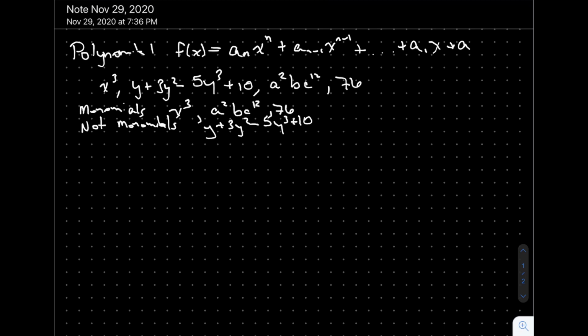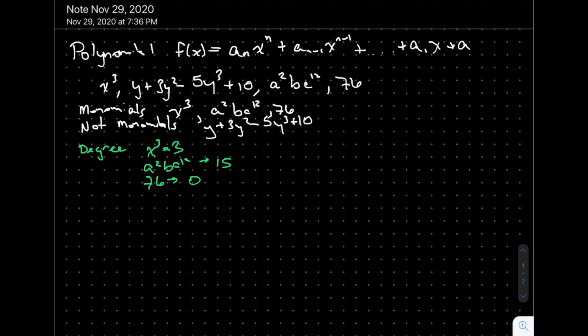So now I'd like to review degree. We'll take a look at each one and identify the degree of each monomial. The degree of a term is the sum of all exponents on each variable. So the degree of x cubed is 3. The degree of a squared bc to the 12th is 15. You have to add up all of the exponents on all of the variables for each term. So then the degree of 76 is 0.